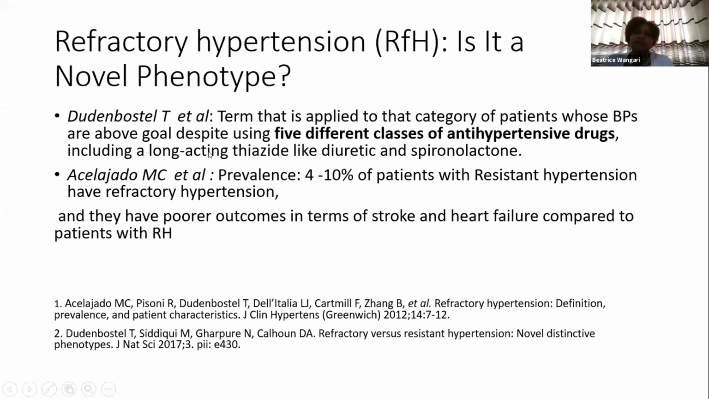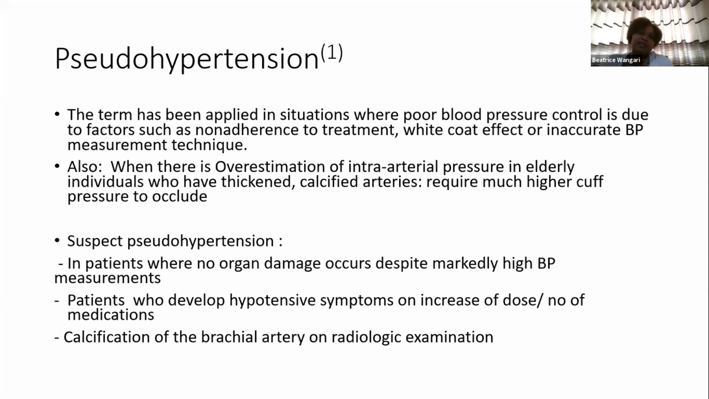And this should include a long-acting thiazide diuretic and a spironolactone. So if a patient is on all these medications and their BPs are still above goal, then this is a patient who has refractory hypertension. And once again, it has been shown to have more poor outcomes compared to just plain resistant hypertension. So it would appear the more medications that you need to control your blood pressures, that again increases your cardiovascular risk.